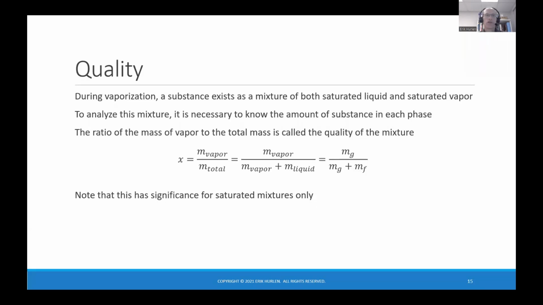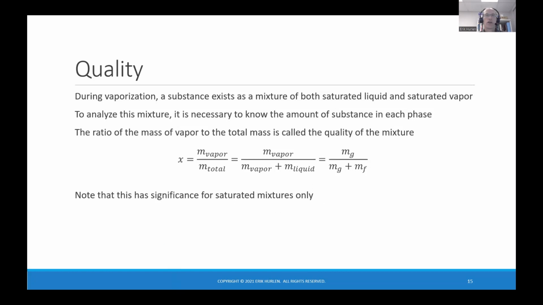When a substance is saturated, it can exist in a combination of both the liquid and vapor phases. The amount of the substance that exists in each phase is an important quantity. The ratio of the mass of the substance in the vapor phase to the total mass of the substance is called the quality of the mixture. So a quality of 1 or 100% means that the entire mass exists in the form of vapor, and therefore corresponds to a saturated vapor, while 0 or 0% means there is no vapor, it is all liquid, and therefore a saturated liquid.